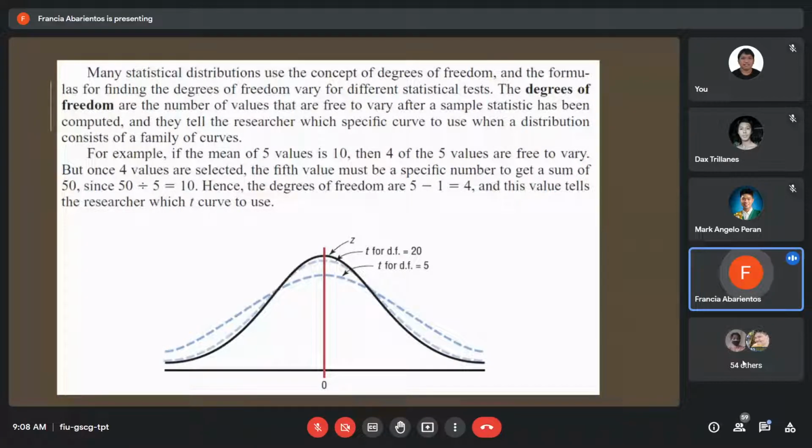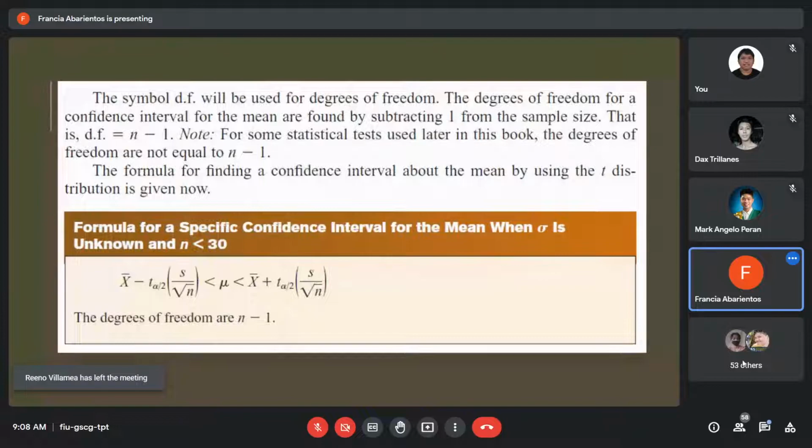So we have now the concept of the degrees of freedom. The symbol df is usually used for degrees of freedom. So the degrees of freedom is equal to n minus 1. This is our general equation.